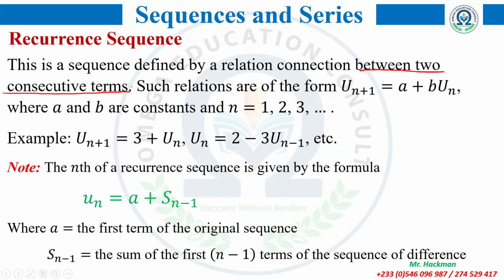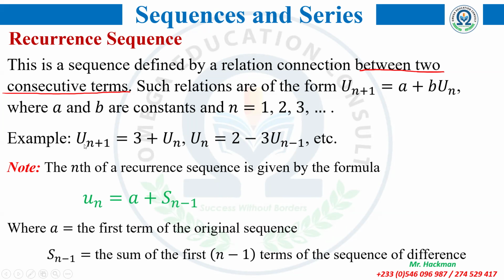Such relations are of the form u sub n plus 1 is equal to a plus b u sub n, where a and b are constants. And your n, so indirectly, I'm looking at integral values of n again. So your n should be positive whole numbers. So we have 1, 2, 3, 4. You cannot have 1.5, 2.5, what have you? Take note. They will be positive integers.